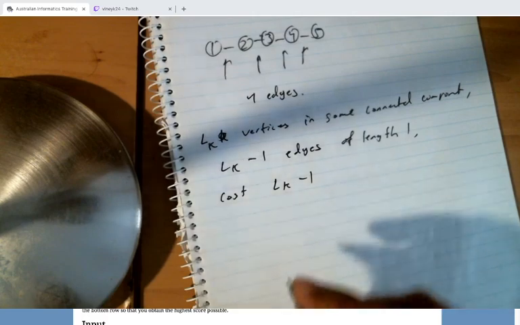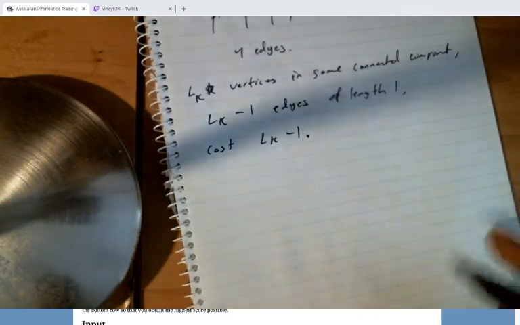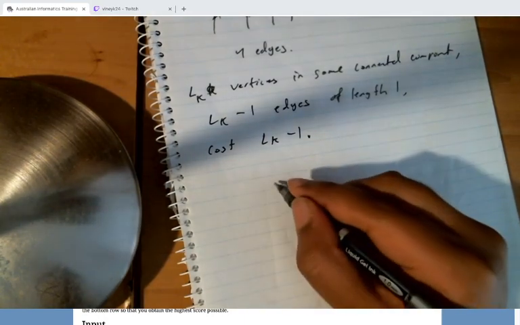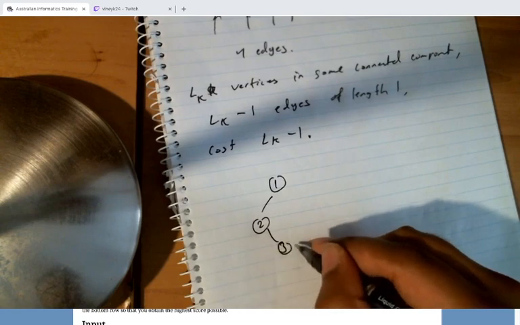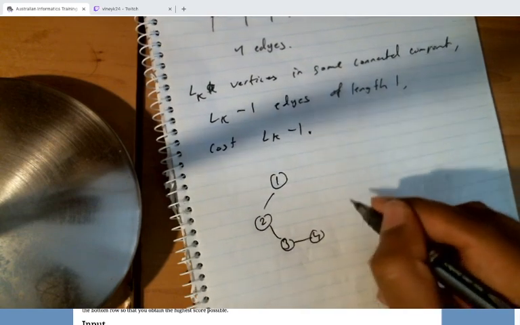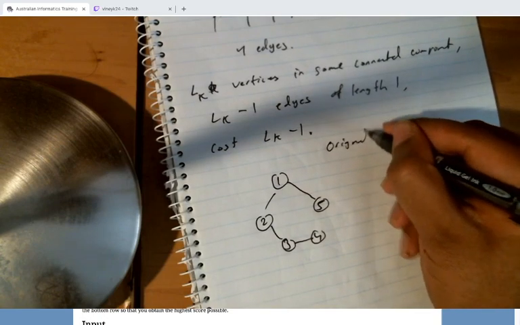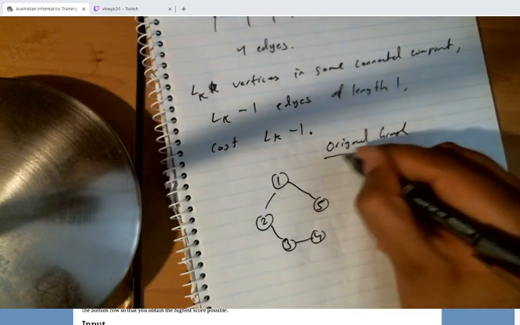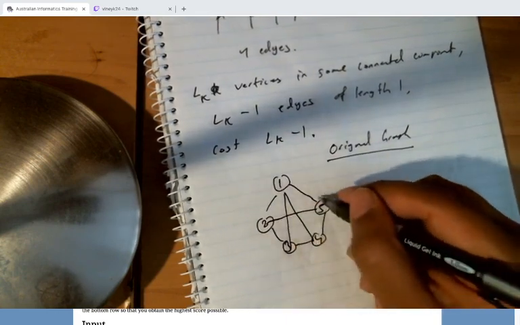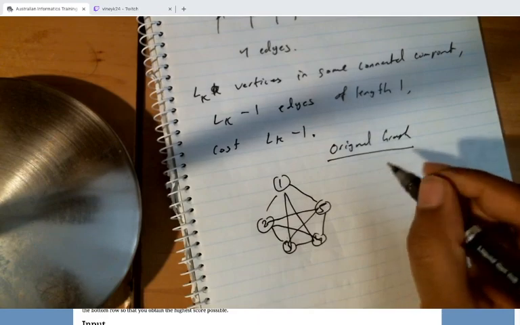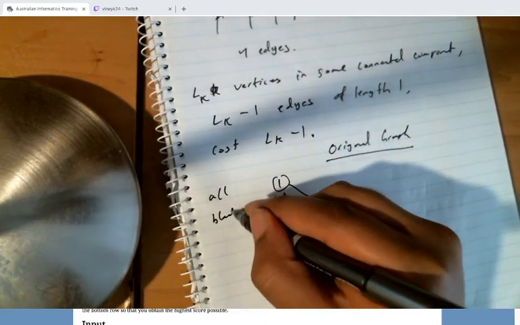So let's recap exactly what had happened here. We had some vertices in the graph, so let's draw something like this. 1, 2, 3, 4, and 5. So here's our original graph. And we also draw some diagonals like this. Let's say that these are all black edges.